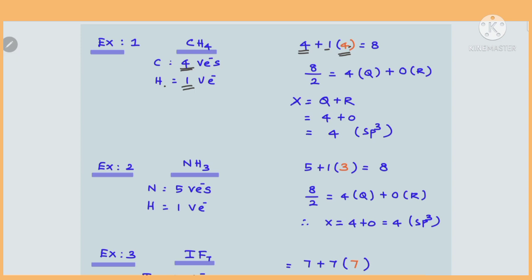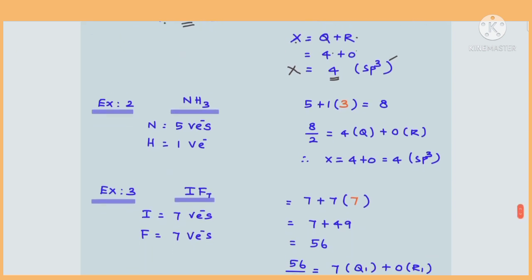You have to multiply, but totally you are getting 8, right? So 8 or below 8, now you have to divide by 2. So I am going to divide by 2. I am getting quotient 4, remainder 0. x is nothing but the sum of quotient and remainder, 4 plus 0, 4. If you get x as 4, then the hybridization is sp3. Okay, a simple technique to find hybridization.